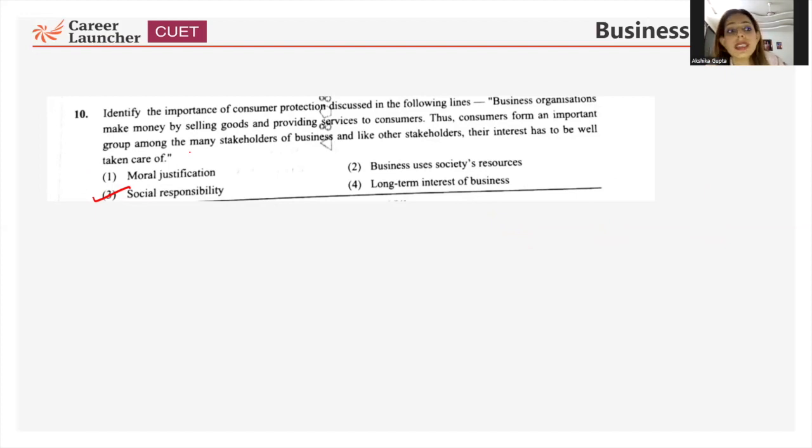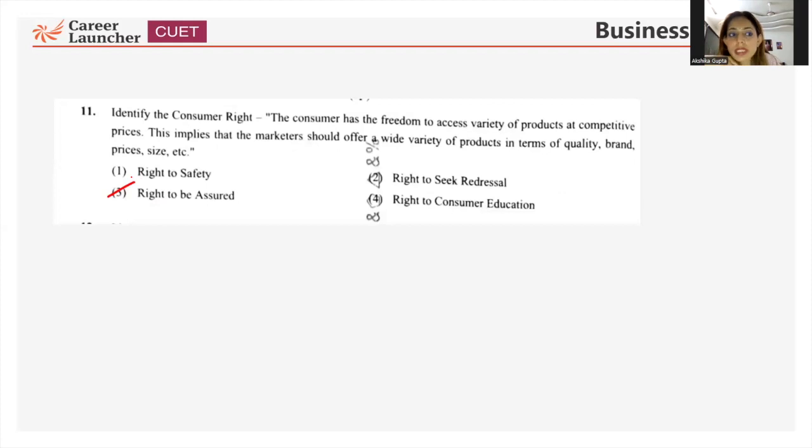And like stakeholders, the interest has to be well taken care of. Whatever you are getting in your business, related to your raw materials, related to the employment, you are getting everything from the society. So it is your social obligation to fulfill that requirement. So answer here is option C, that is social responsibility.